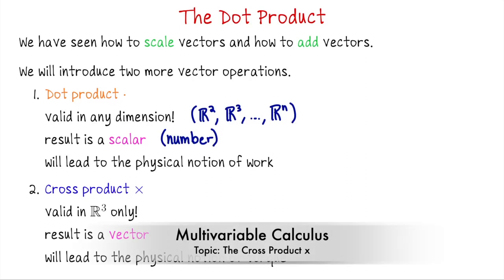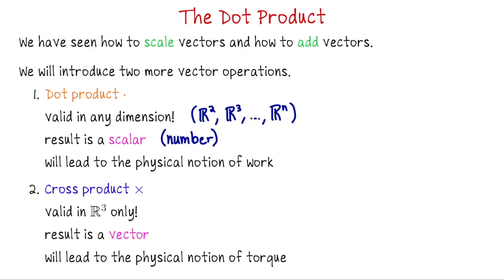Now that we've seen the dot product, let's talk about the cross product. So I want to pull up this slide that I had when we started our dot product lecture, because the cross product is going to be another operation on vectors. Compared with the dot product, though, we have some different properties about the cross product.